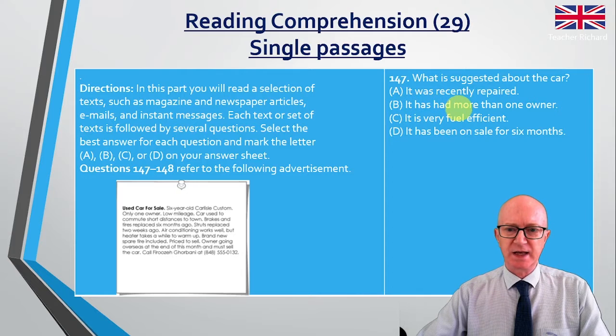B. It has had more than one owner. Well, if we see here, it says only one owner. Only one owner. So we can ignore B. It is very fuel efficient.